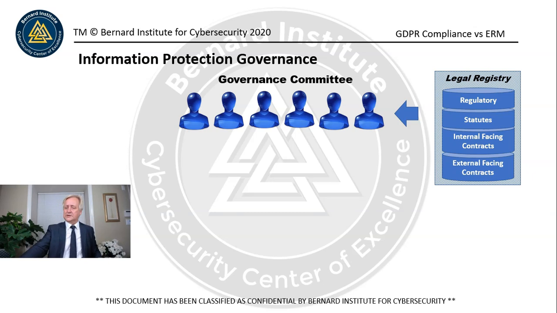Legal registry needs to contain 4 different elements. And the governance committee needs to know about these. Governance committee should know what the regulations are that apply to our organization. They need to know what the statutes are that apply to our organization. They're probably already aware of the internal-facing contracts, but they might not be.